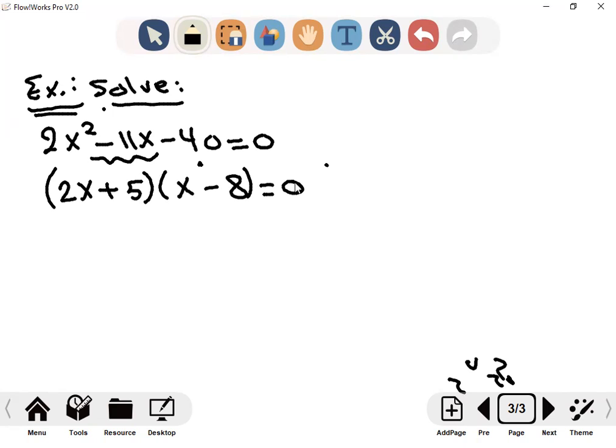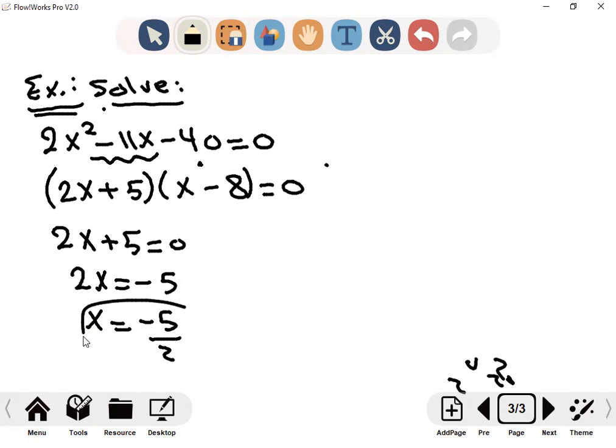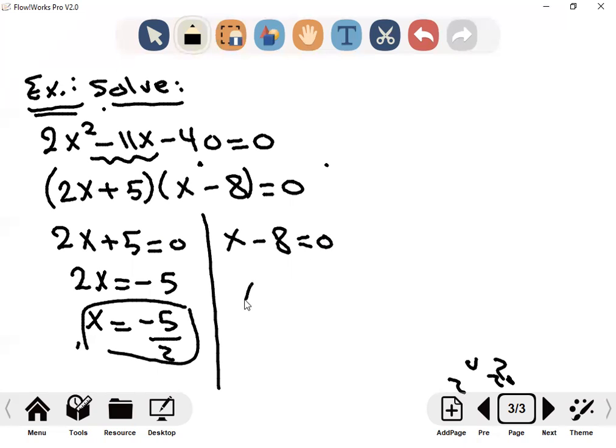Now after you find your parentheses, do the same steps. Both parentheses equal 0 and find your answers. 2x plus 5 equals 0. 2x equal negative 5. X will be negative 5 over 2. Or x minus 8 equals 0. X equal 8. Any questions?